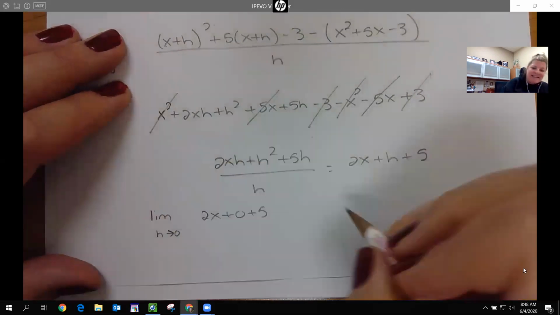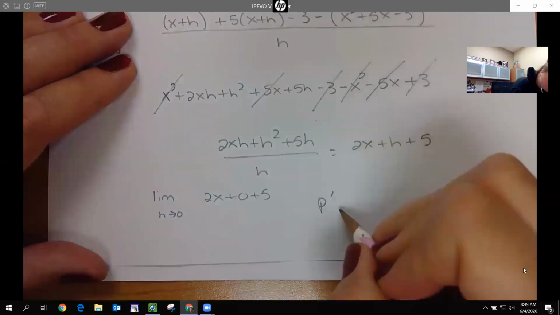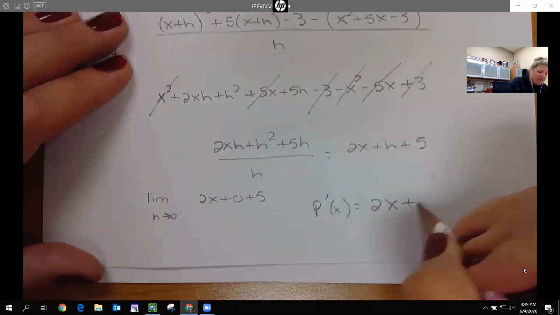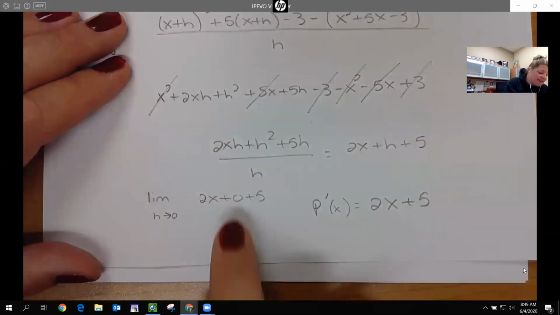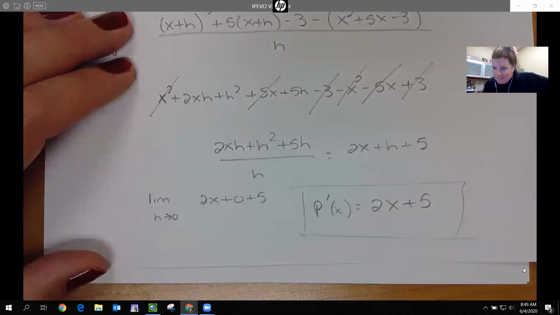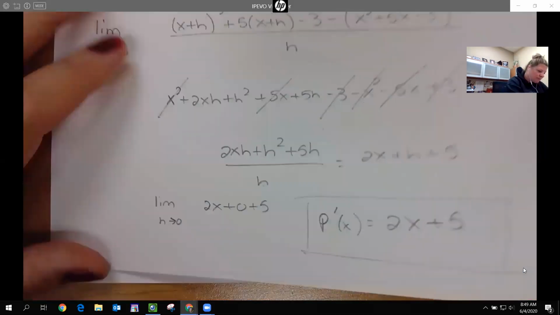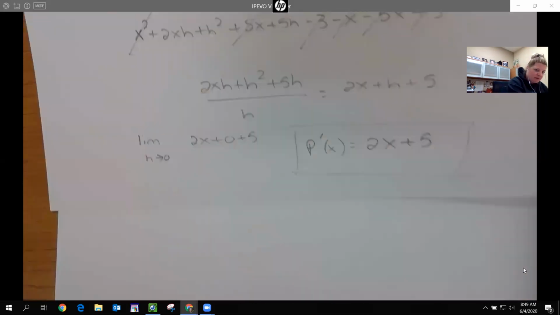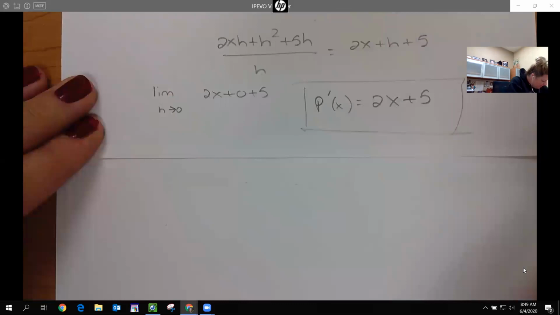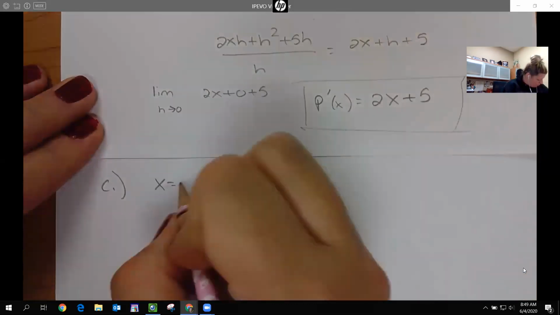So what is your final derivative? Your derivative would be p prime of x will equal 2x plus 5. The 0 goes away, and this is your instantaneous rate of change formula. Okay, what if I then asked, gotta leave that so we can see it. What if I then said, okay, if that's my formula, what if x equals 2?